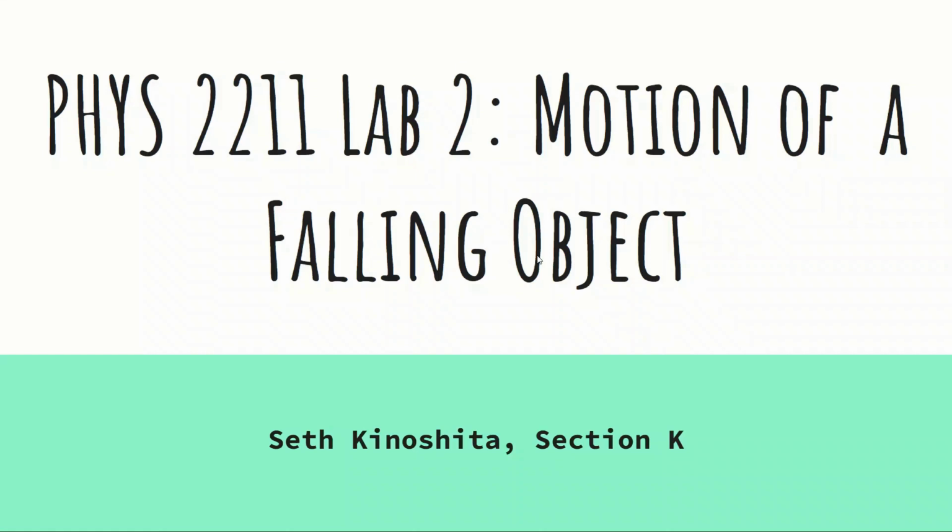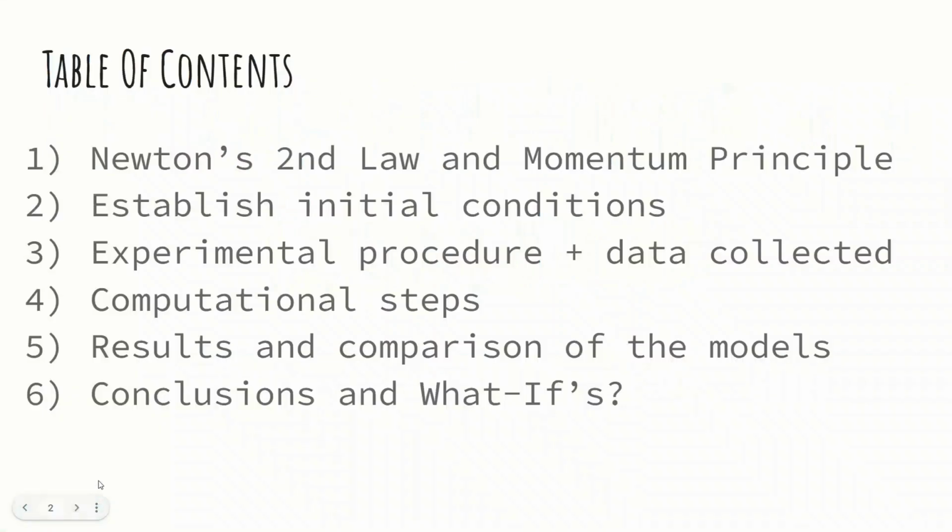My name is Seth Kinoshita, and this is Lab 2 of Physics 2211, Motion of a Falling Object. In this lab, we will explore Newton's second law and the momentum principle, discussing how it applies to the lab. Then, after initial conditions are established, we will discuss how data was collected using each of the three models. Then, we will look at the results and compare the models before ending with conclusions and what-ifs.